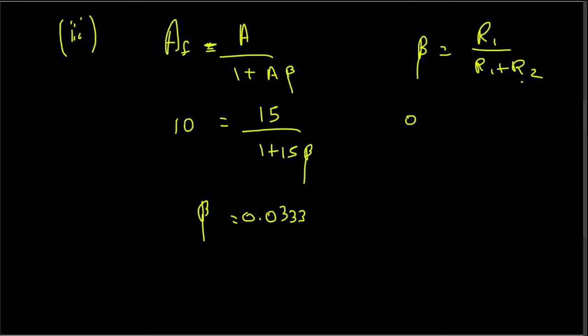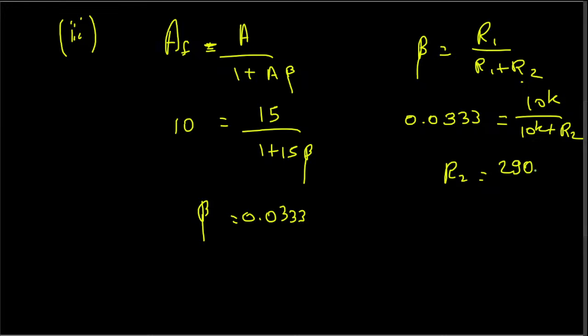We plug the beta, that is 0.0333, right here, and R1 is known to be 10K, plug that in, and then R2 is what we are trying to find. If you rearrange and solve for R2, you will end up getting 290.3k ohm resistance. And that is basically it. Those are the three different R2 values for three different A values.